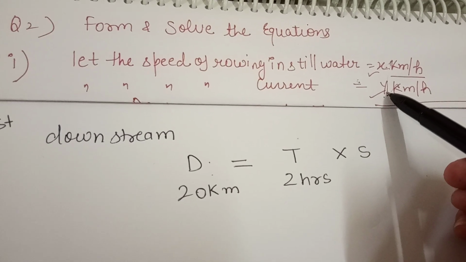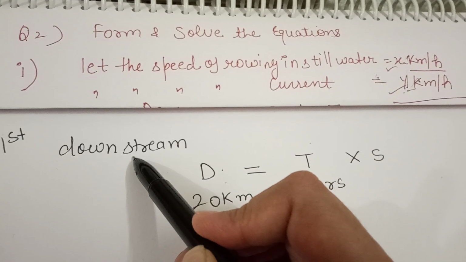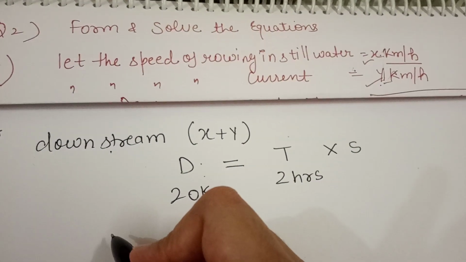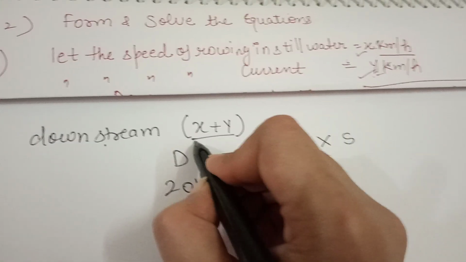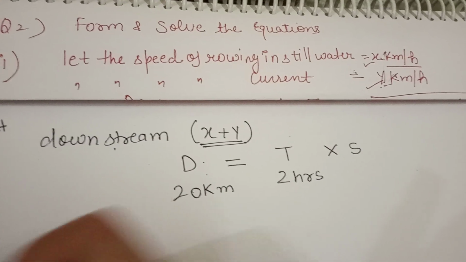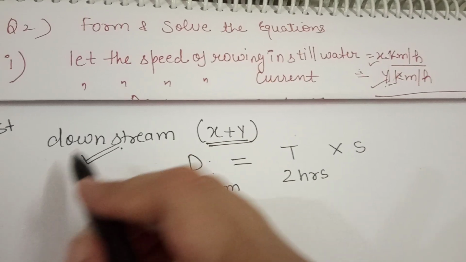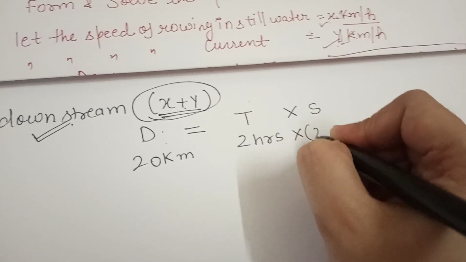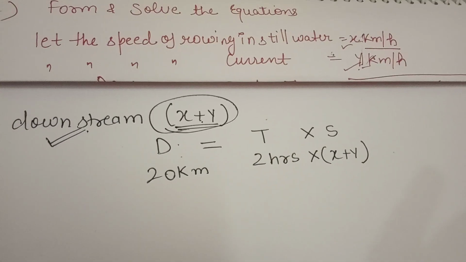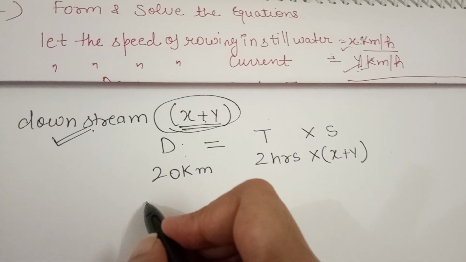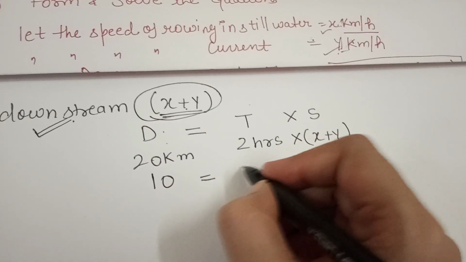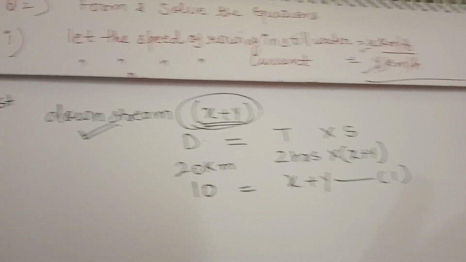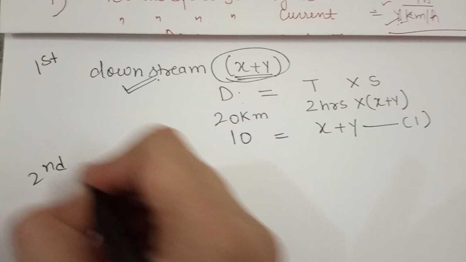We have two speeds. So when we have the condition of downstream, always the speeds are added of rowing in still water and current. So because the first condition is of downstream, we have added the speed. So in place of speed, we will keep here x plus y. Now form the equation. This 2 can come and divide. So it will be 10 equal to x plus y. You can see this is a very simple equation and this is our first equation. Second condition is of upstream.